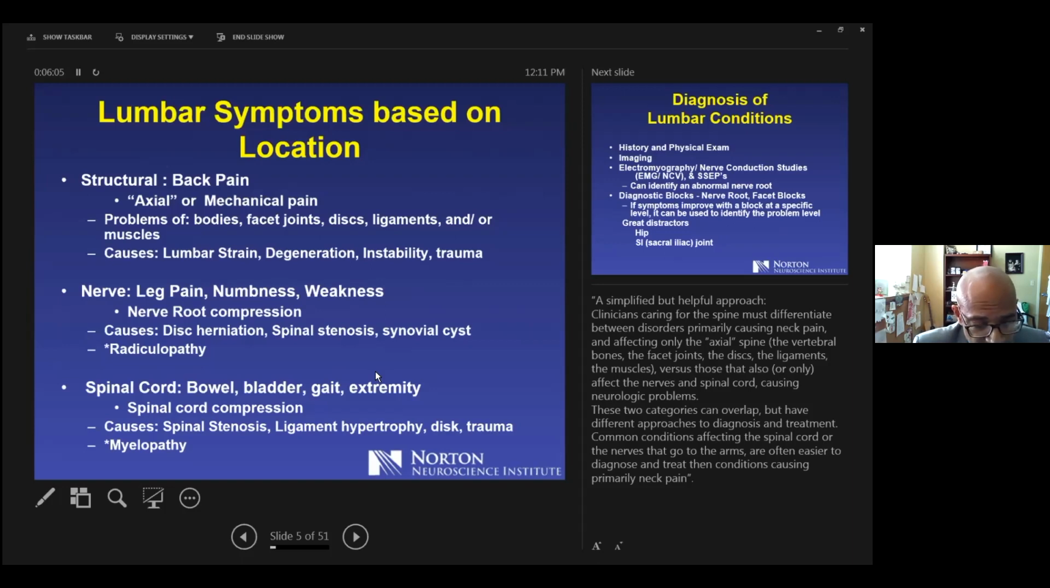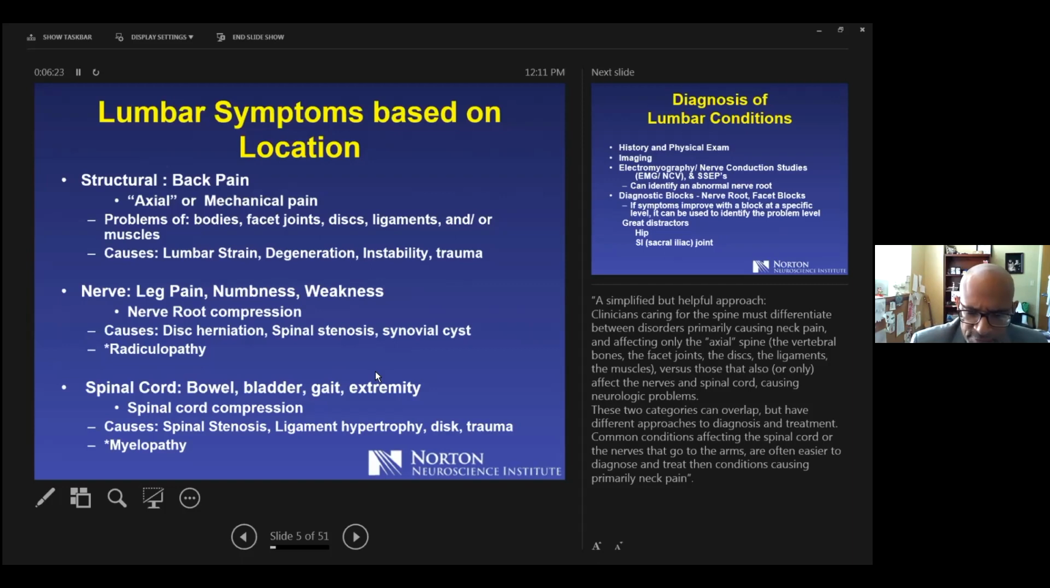What we really care about is, do they have compression? Do they have instability? Are their bones slipped out of place? Having a small disc protrusion doesn't necessitate surgery. It may be something that they're just identifying that really has no cause and effect.